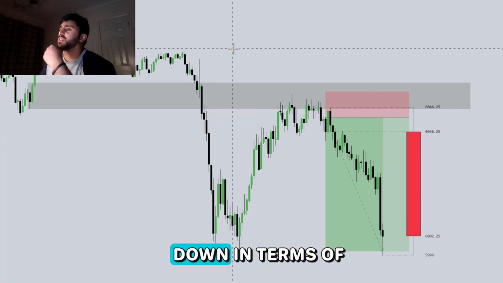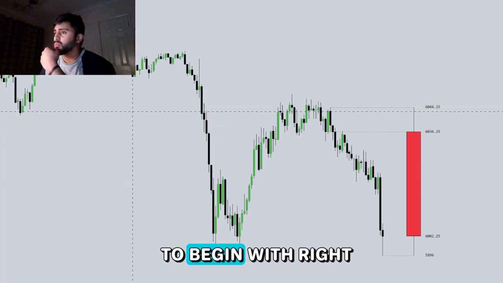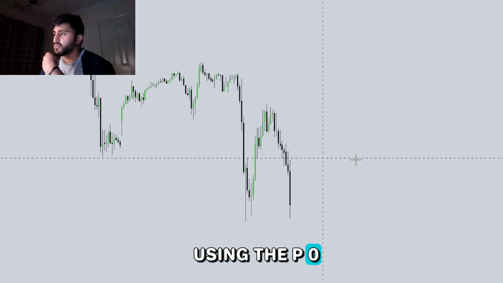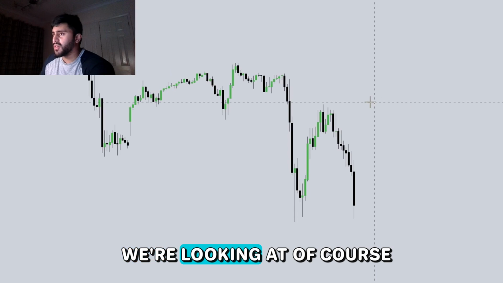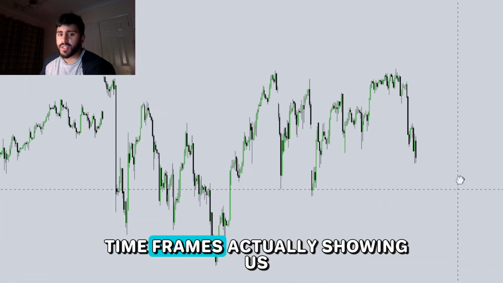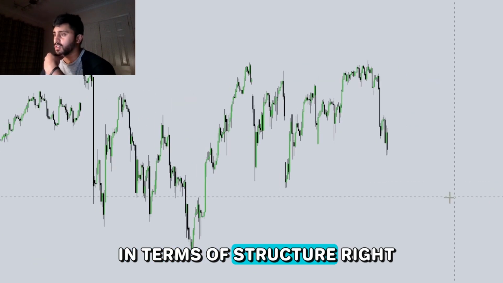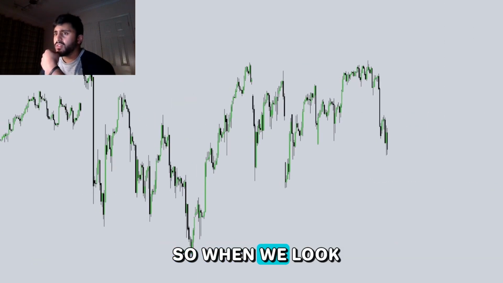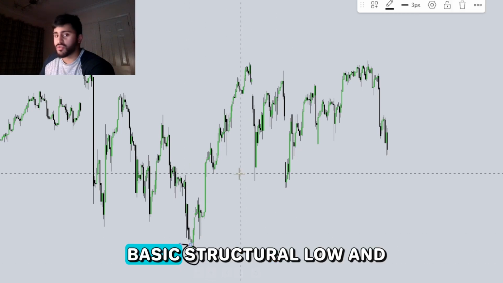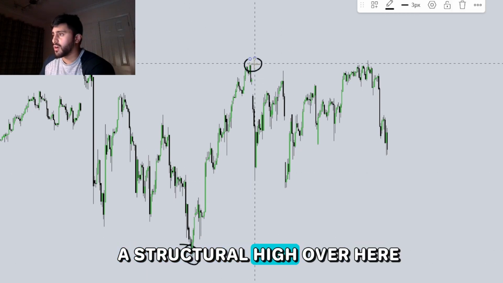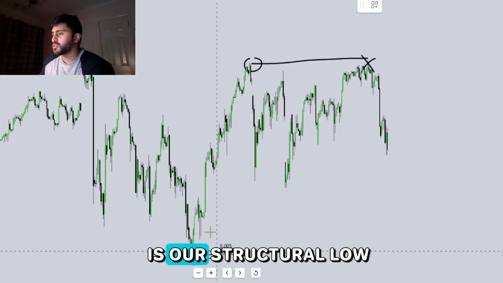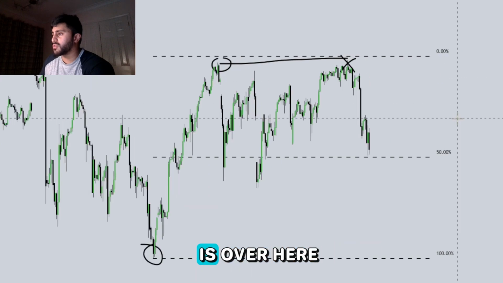But let's break things down in terms of ICT concepts to begin with, right? So here we are on the 15-minute time frame, using the PO3 indicator. If we head up to the higher time frames, what are they actually showing us in terms of structure? Let's break this down. What we're seeing over here is a very basic structural low and a structural high, right? Now from here, we didn't have a break. So what this means is our structural low is down here and our structural high is over here.